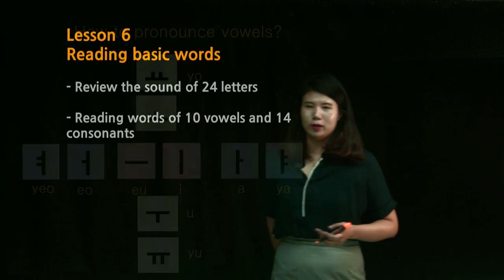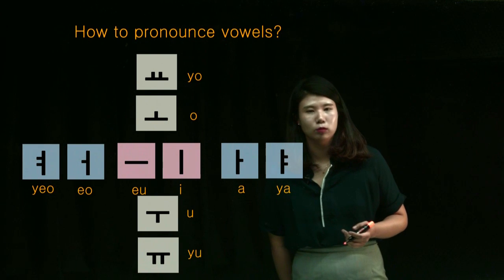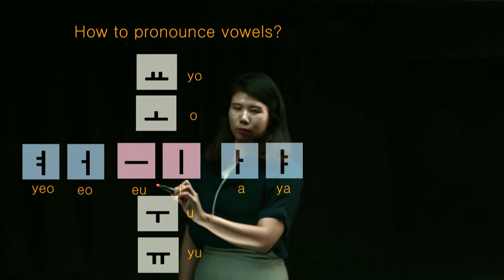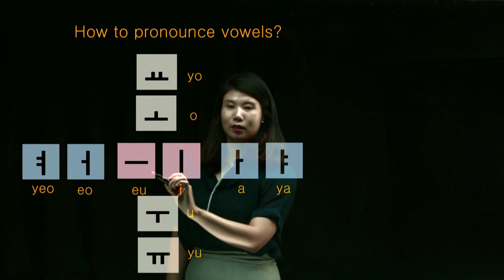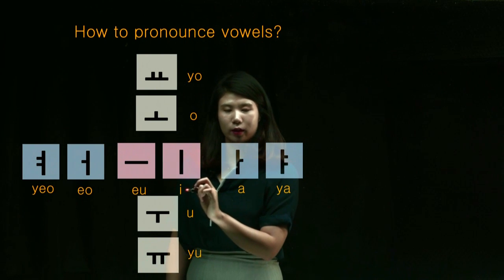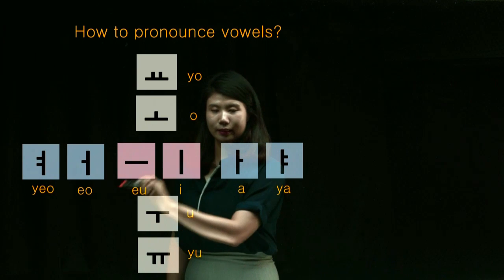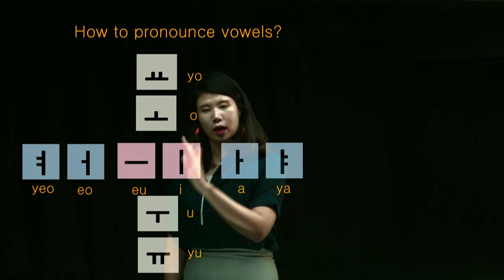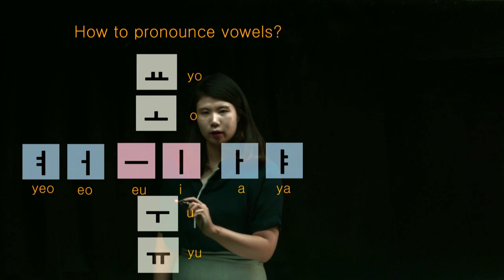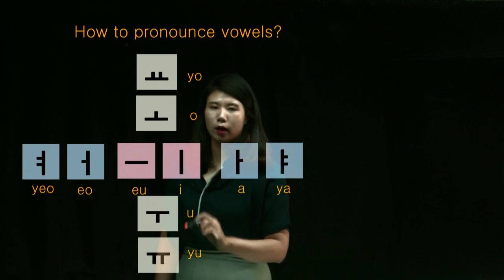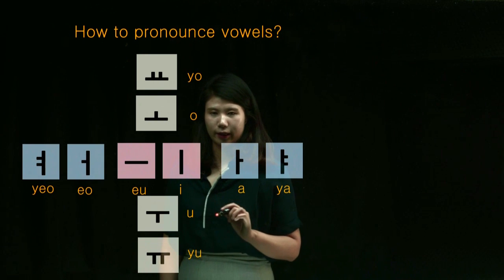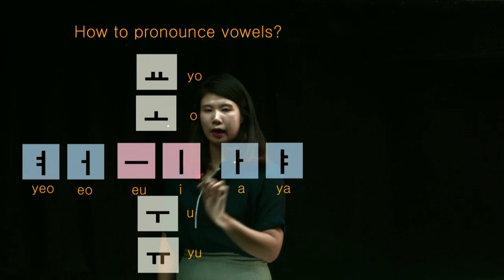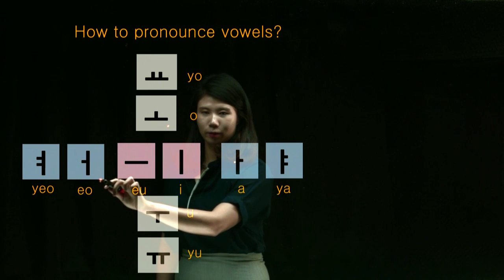Okay, let's start with a little review on how to pronounce the 10 vowels, okay? Remember, the horizontal line is pronounced U, and the vertical one is pronounced E. U, E. And you can add strokes on either left or the right of the vertical line, or on the top or the bottom of the horizontal line. So, U, E, O, A, U, O.